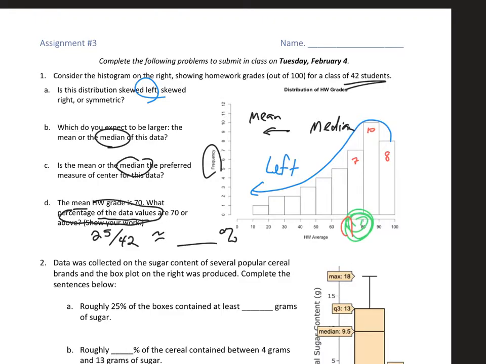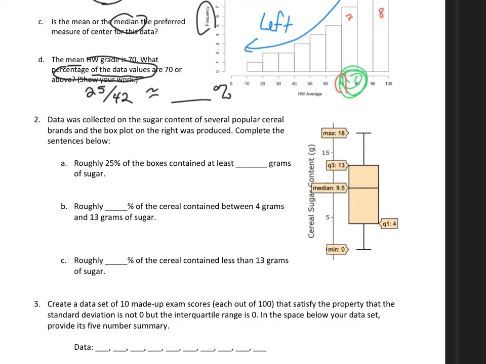Okay, the most missed problem was 2A, and the main thing here is that you have these boxes of cereals that you're recording sugar content, and then this box plot's been made. I made it vertical just so it fit on the page better, but that might have been the thing that confused people.